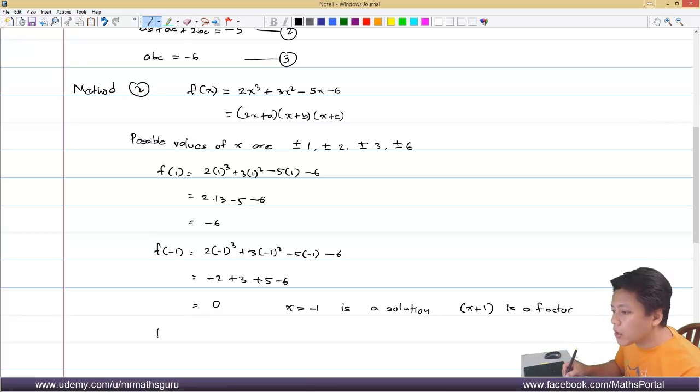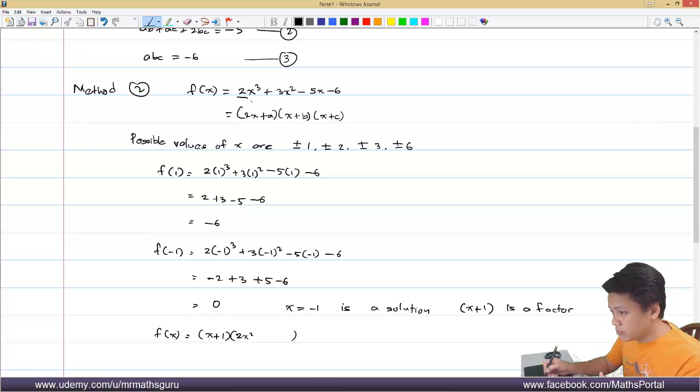So now we can put that factor in. Plus 1. And the rest, the binomial, 2x squared. The coefficient of x squared is still 2 because we have this, and our factor does not have 2 over there. So we maintain that, and plus a constant mx plus n.